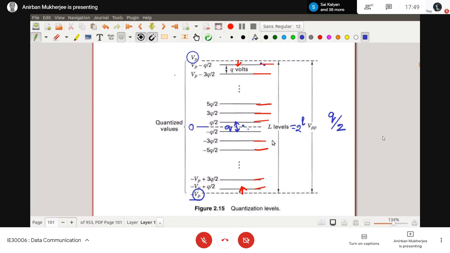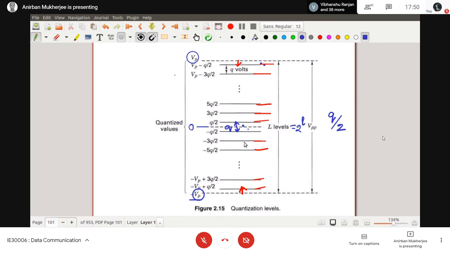If you could remember. And please remember this Q is constant, means here also it is Q volt, here also it is Q volt. When the voltage level is high, near VP, it is also Q volt. When the voltage level is very small, it is also Q volt. So the quantization level is uniform over the dynamic range of the signal. That we have studied. Fine.